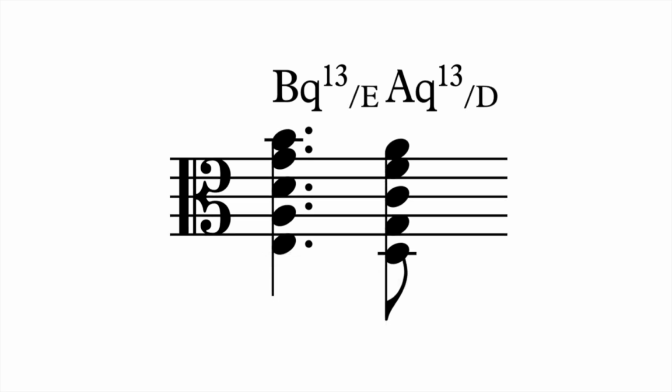Just like with tertian chords, you can use slash notation to label chord inversions, or in other words, chords that don't have their root in the bass. In such a case, the note written after the slash denotes the bass note. Now you know how to build every and any quartal chord and how to label it.